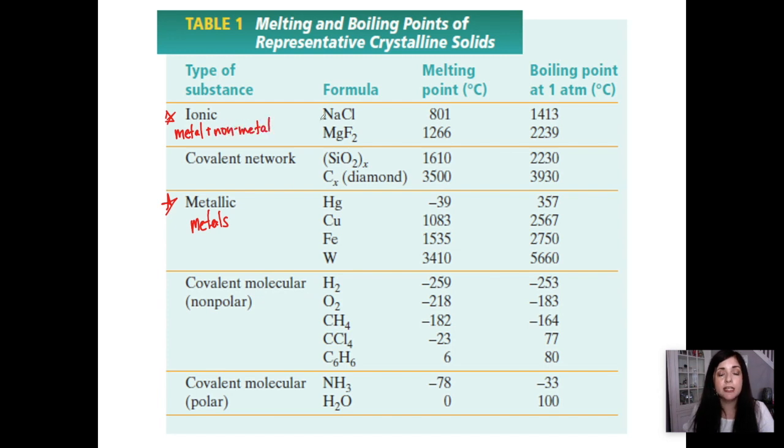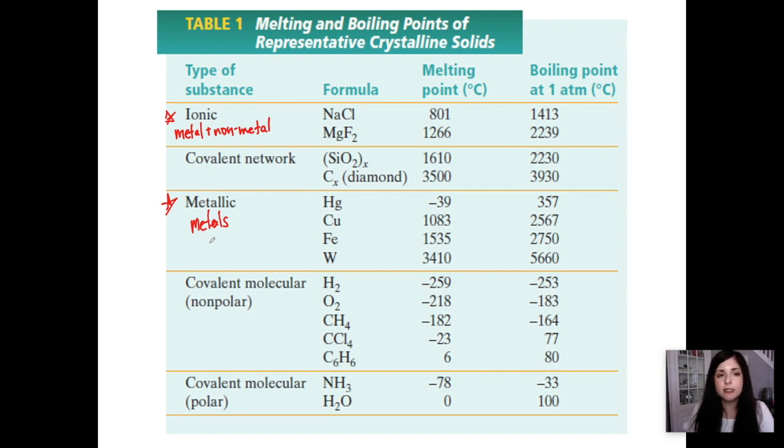So if I look at these examples here in the formulas, I have a metal bonded to a nonmetal, metal bonded to a nonmetal. Boiling points and melting points are very, very high. So they are well above 300 degrees Celsius. That is very normal for an ionic solid. Metals as well. So all of these are just metals, but notice how their melting points and boiling points vary quite a bit. That's common for metallic solids.